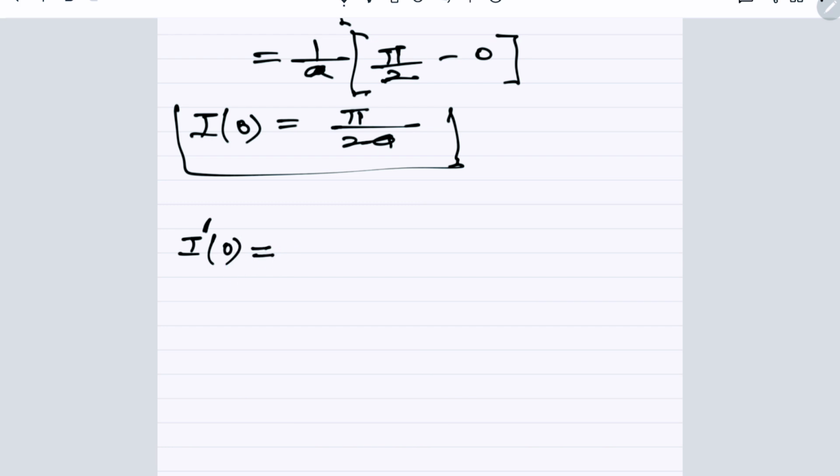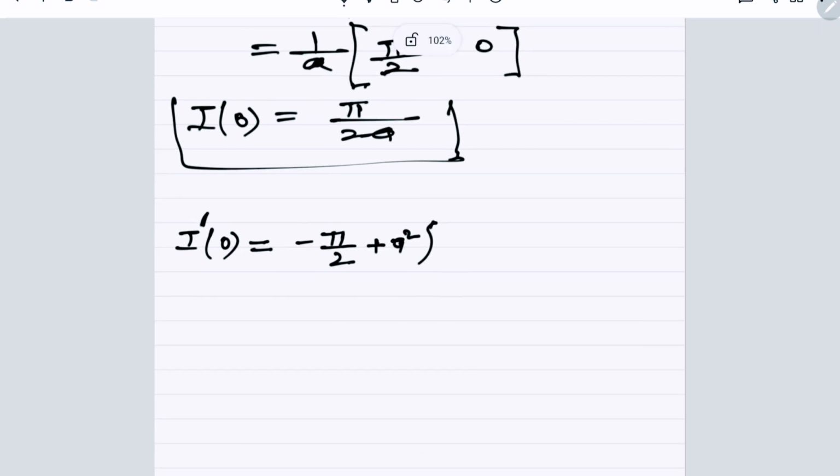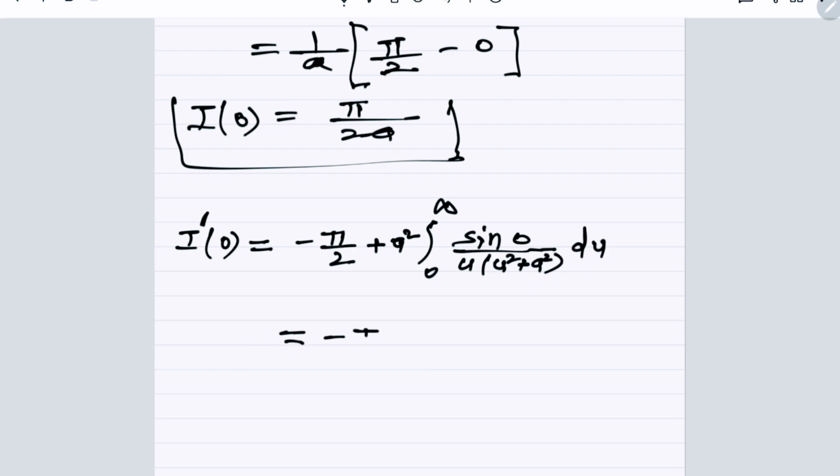And from the fourth, we get the value of I dash of 0 as minus the square root of 2 by pi times a square, integration from 0 to infinity. Substituting lambda is equal to 0, we get sine 0 upon u into u square plus a square, and its integration with respect to u. As sine 0 is 0, that term becomes 0, and therefore the value is minus pi by 2 only.